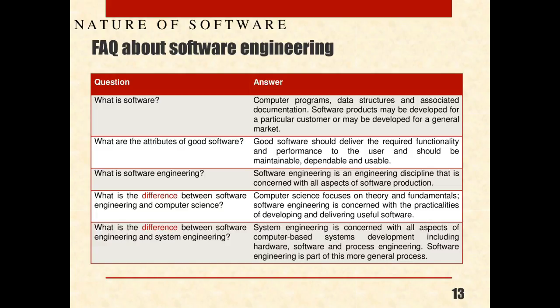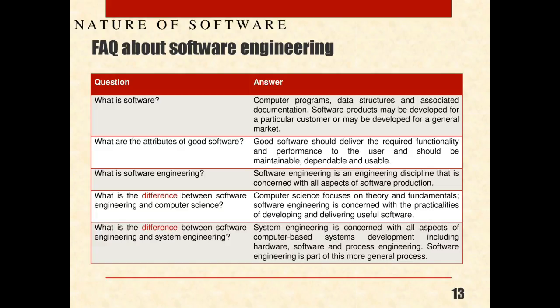Frequently asked questions about software engineering. Question number one. What is software? Answer. Computer programs, data structures, and associated documentation. Software products may be developed for a particular customer or may be developed for a general market.